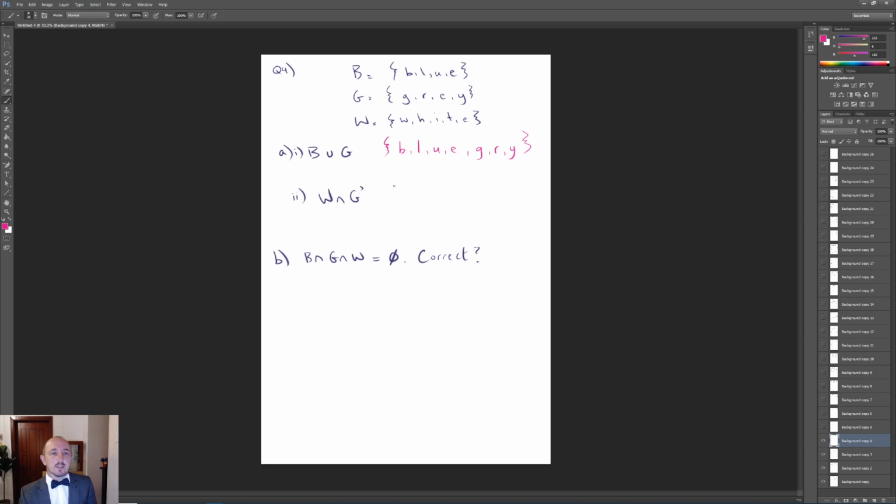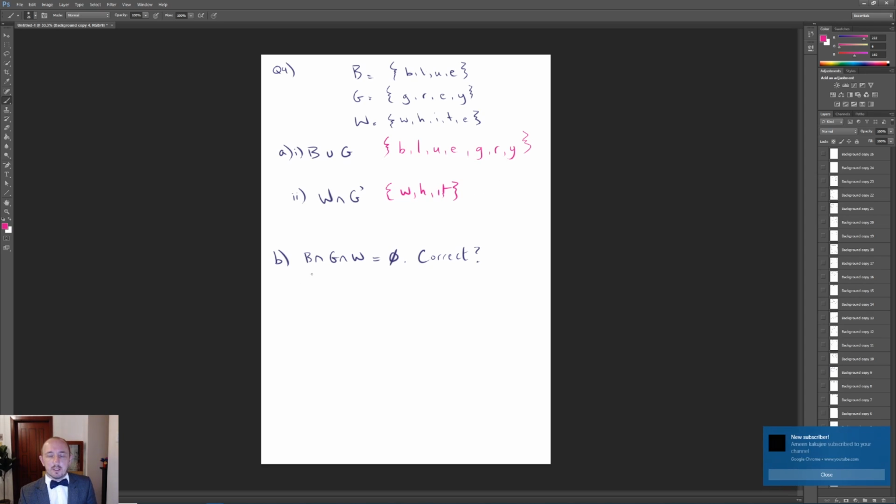The second part of part A was white and not grey, so those that are in white but not grey. So in grey we have E there, so we would have to ignore that because E would actually be in the grey. So we would have W, H, I and T, and we wouldn't have the E there.